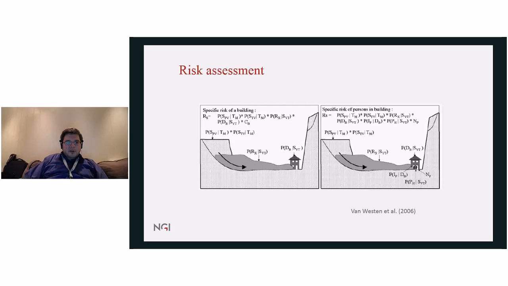Again, an illustration of landslide risk assessment. So we have to take into account the probability of initiation of a landslide, and also the probability of the landslide having a certain runout, and the probability of that landslide hitting an exposed element. And this is in the case of buildings, but the same thing we can apply also for exposed persons.